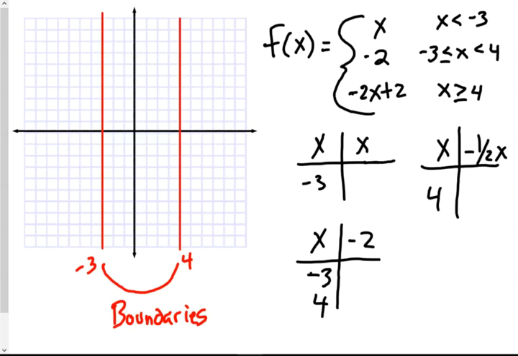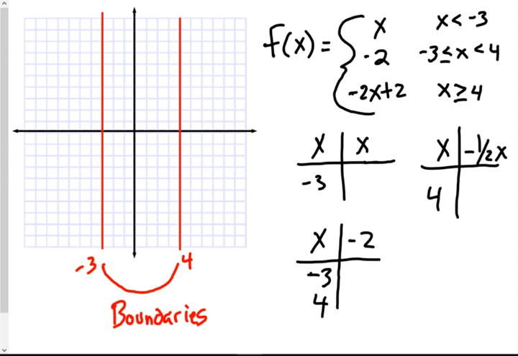Students, let's look at piecewise functions. We have three functions to graph for this piecewise function. The first one is f of x equals x. The second one is f of x equals -2. And then the third one, f of x equals -2x plus 2.